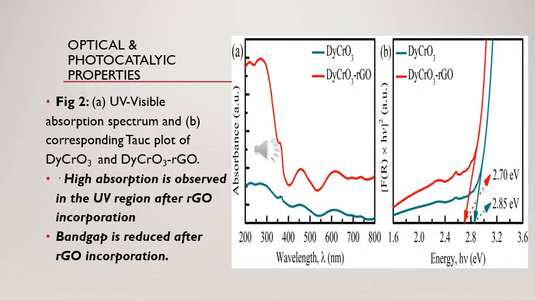UV-visible spectroscopy is used to obtain the optical and photocatalytic properties of dysprosium chromide and reduced graphene oxide dysprosium chromide. High absorption is observed in the UV region after reduced graphene oxide incorporation. Band gap is also reduced after reduced graphene oxide incorporation.